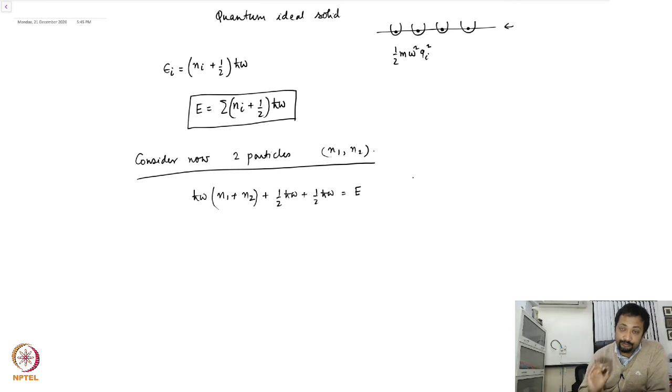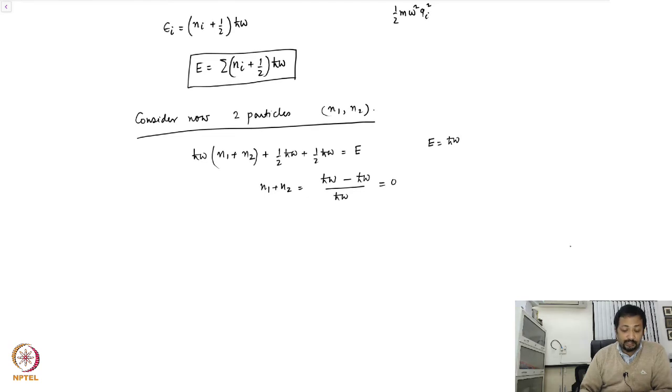So now we fix the total energy. E is equal to h bar omega. This is the total energy of the system: 2 particles, 2 oscillators with a total energy of E equal to h bar omega. And then you immediately see that n_1 plus n_2 is going to be h bar omega minus h bar omega divided by h bar omega, which is equal to 0. Which essentially means that n_1 must be 0, n_2 must be 0. No other combinations of n_1 and n_2 are possible.